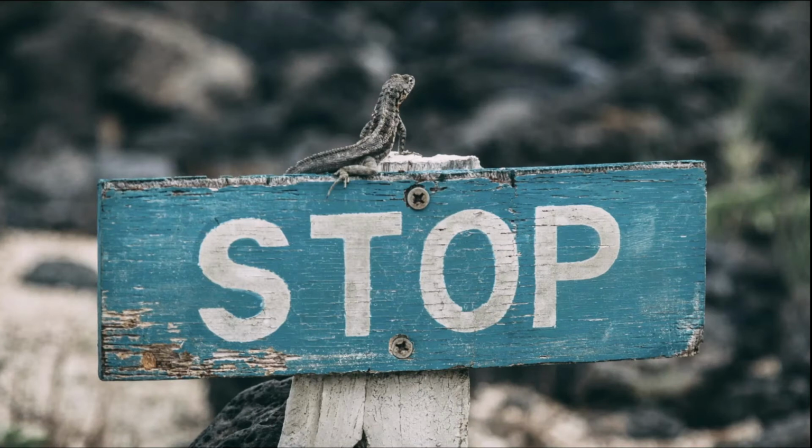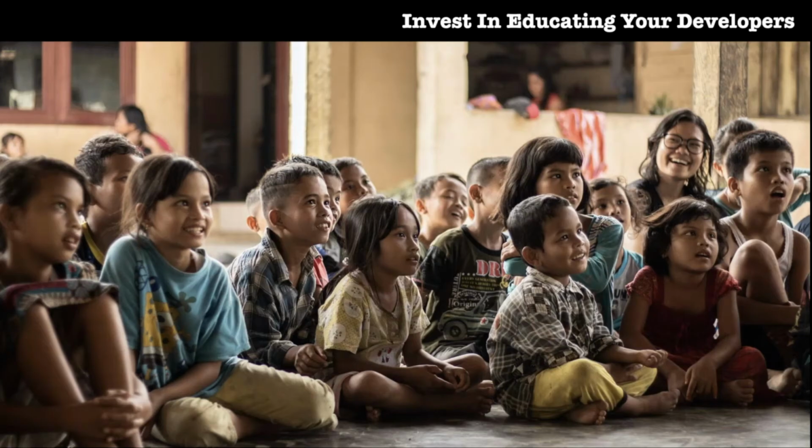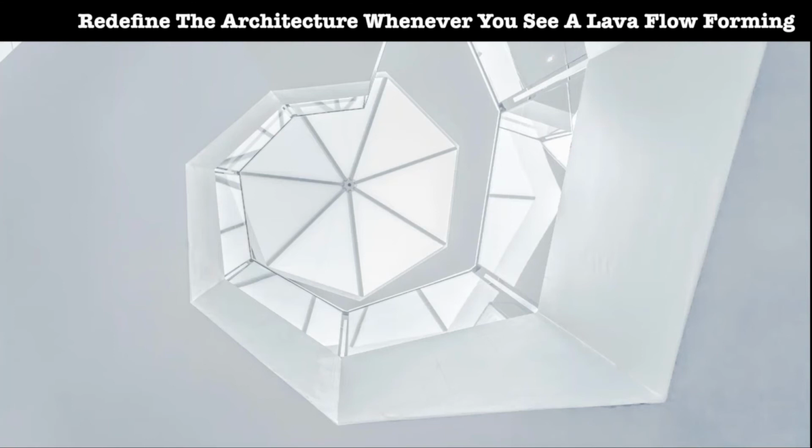So how can we stop this kind of thing happening again? Invest in educating your developers. Your code doesn't get better if your developers are still solving the same problems in the same ways and using the same bad techniques. You've got to actually make sure that your team is getting better and progressing. Also, redefine the architecture whenever you see a lava flow forming. You have to have the confidence to pause your feature work and spend time refactoring. If you think this is slowing us down, it's becoming difficult to work with, stop and break parts out of it. And that's how to deal with a lava flow.